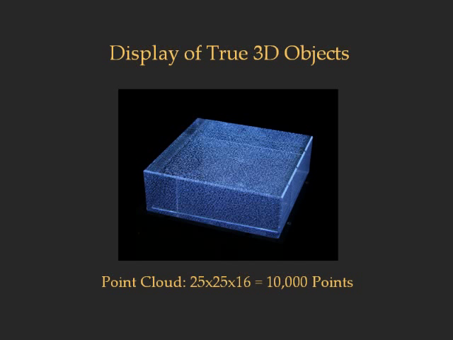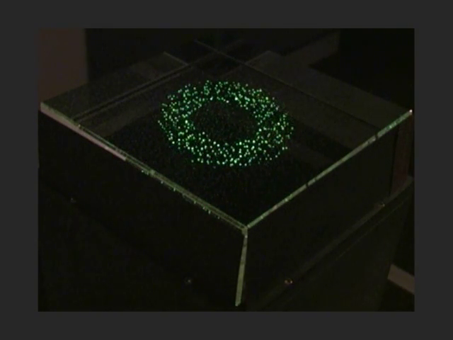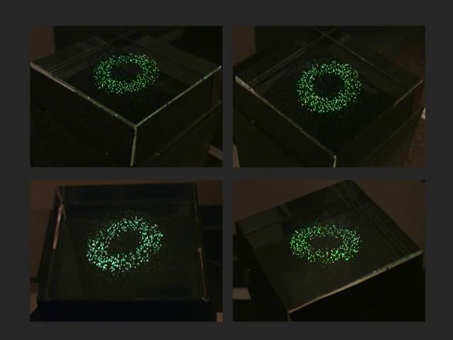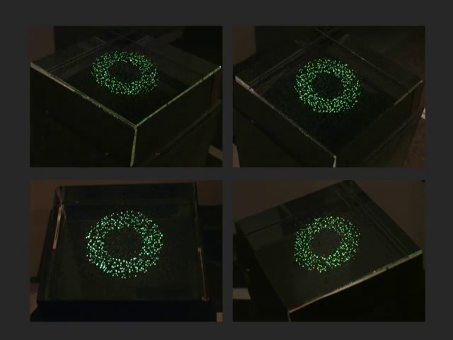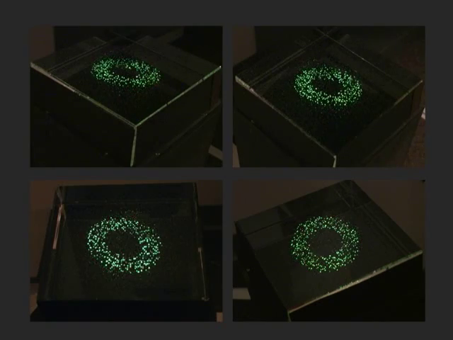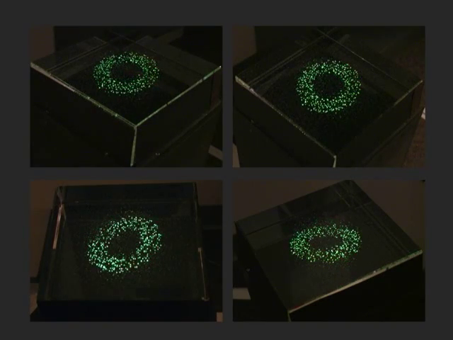We first show the display of simple 3D objects using an XYZ dithered fully indexable point cloud with 10,000 points. Here we show a tilted circular disk spinning around the vertical axis. Since it is hard to convey the results of any 3D display using a single perspective, here we show 4 different perspectives of the spinning disk.